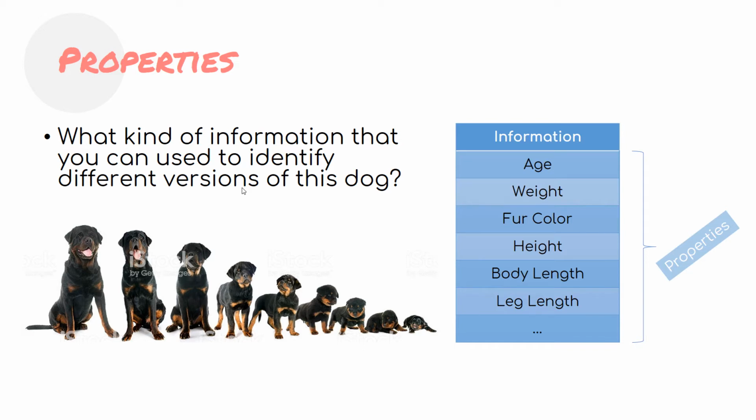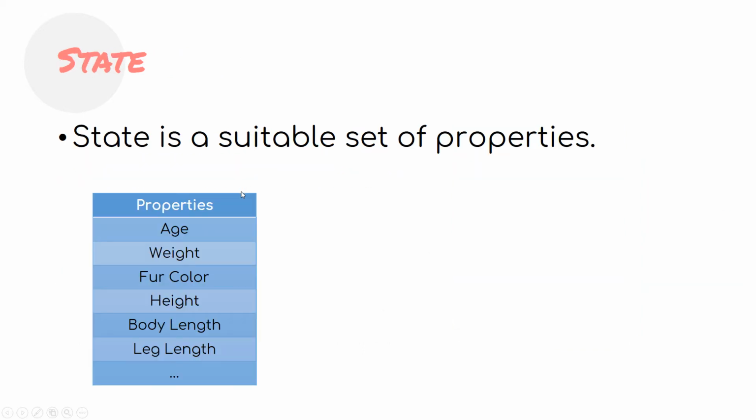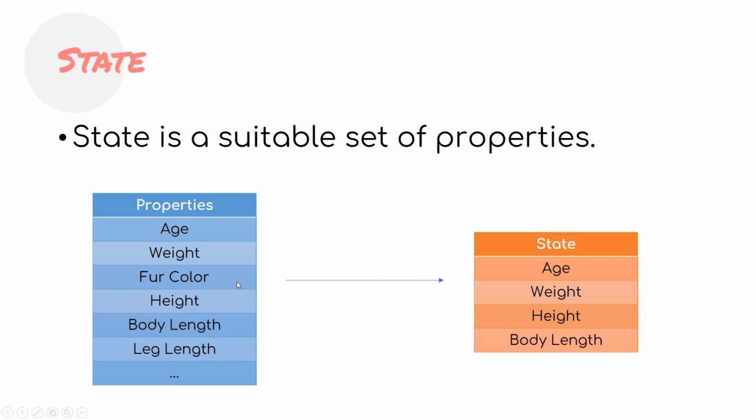Once you identify the properties of the system, the state is just a suitable set of properties. What do I mean by suitable set? A suitable set is unique enough so that the information is not redundant. For example, a lot of this information is kind of insignificant. I think I only need four. These are the most important information to identify different versions of the dog.